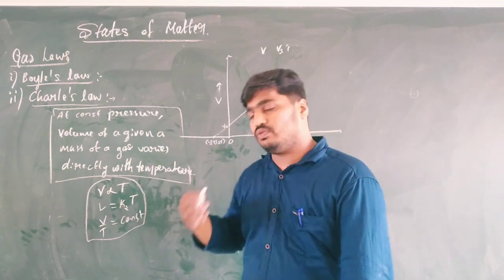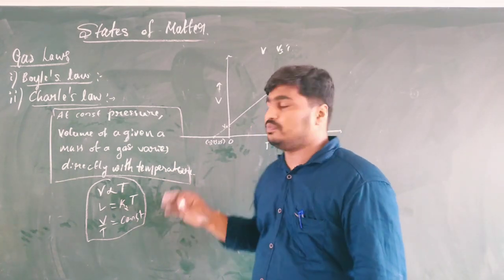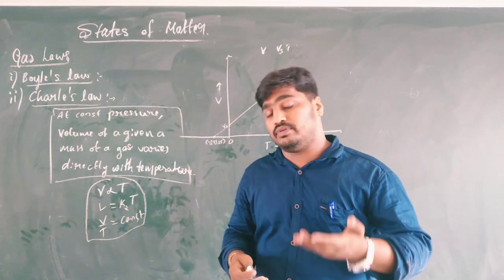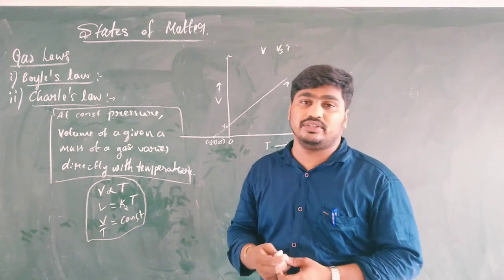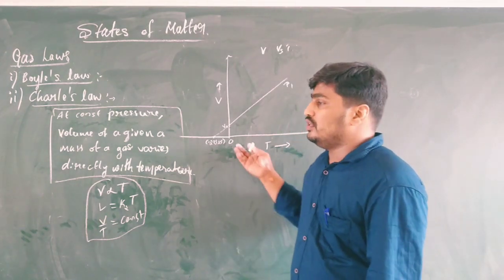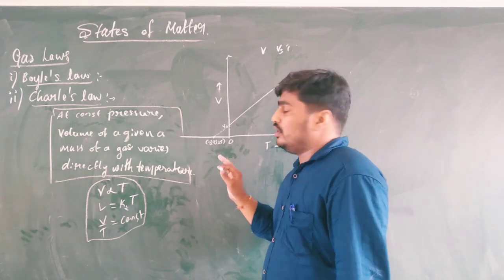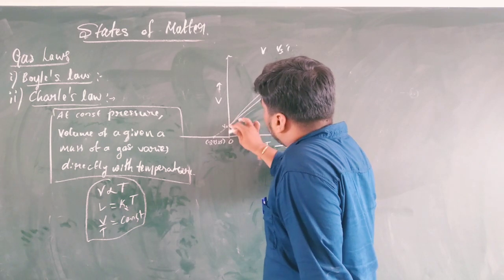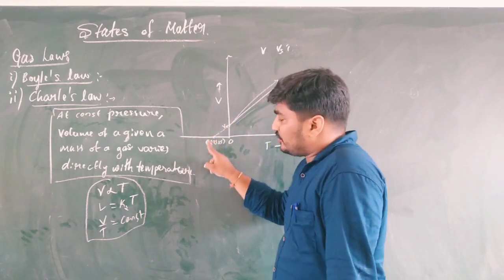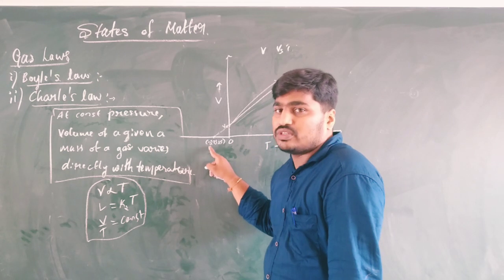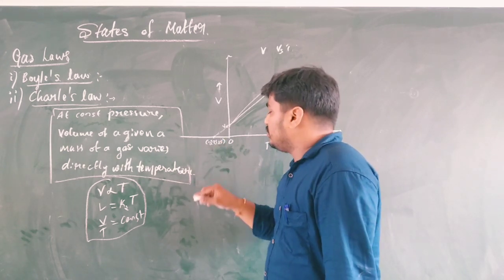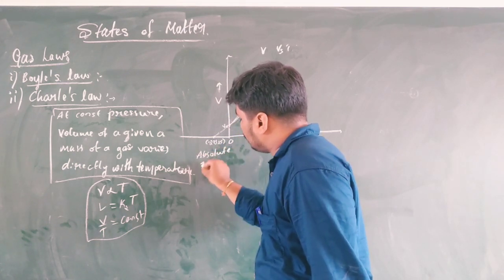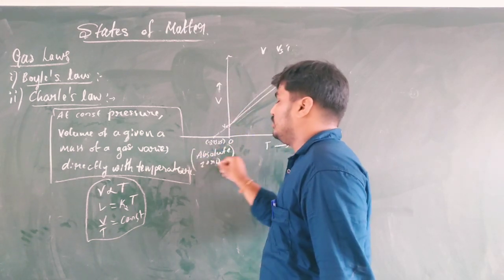A lot of research is taking place in this field. You can obtain a lot of knowledge from YouTube videos or other internet sources about this. Next, all the pressure curves cross the temperature axis at minus 273.15. This temperature is called absolute zero.